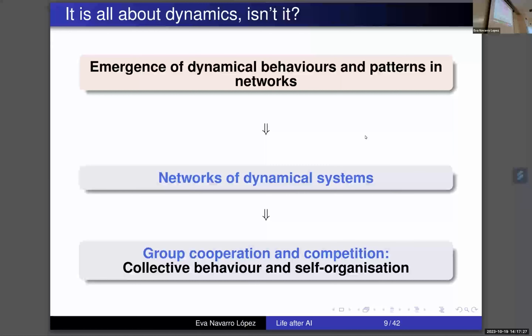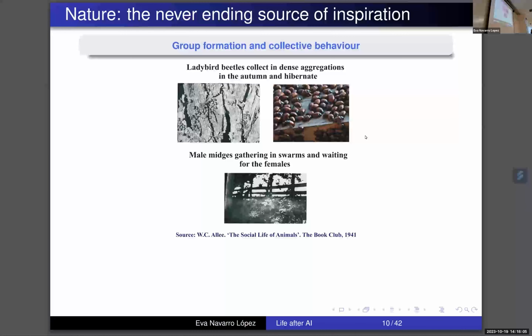But it's not only about the topology. It is about dynamics too. So we have the emergence of, and I repeat, dynamics. Because I am a computer scientist, but I am also a control engineer. And I know that in computer science, time and dynamics are not very useful formalism. But I repeat, this is the emergence of dynamical behaviors and patterns. We model this with what we call networks of dynamical systems. And there is group cooperation and competition, what we call collective behavior and self-organization.